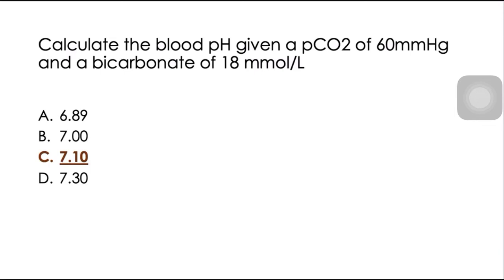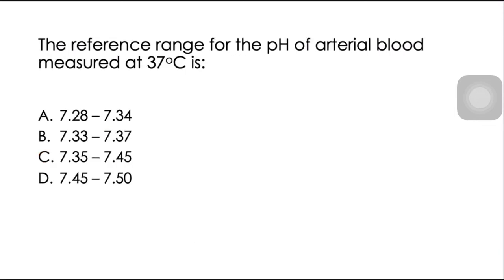Okay, next. The reference range for the pH of arterial blood measured at 37 degrees centigrade is. So of course we need to know our reference values for this. For the arterial blood pH, the reference value is 7.35 to 7.45. Again, the reference value is 7.35 to 7.45. Right? So we have letter C, 7.35 to 7.45 arterial blood pH.